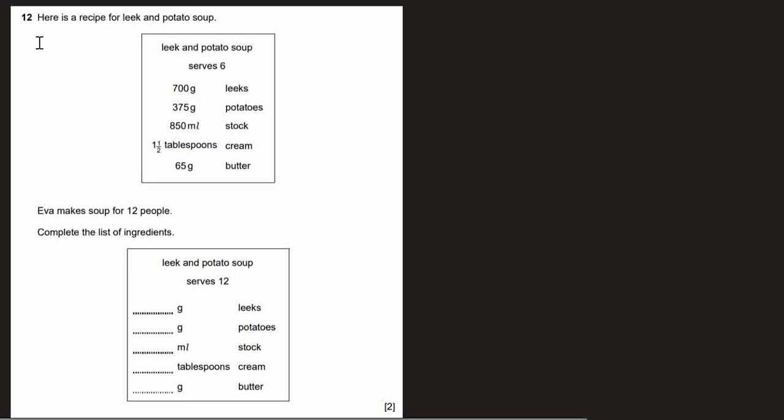Question 12. Here's a recipe for leek and potato soup. Leek and potato soup serves 6: 700 gram leeks, 375 gram potatoes, 650 milliliters stock, 1.5 tablespoons cream, 65 gram butter. Eva makes soup for 12 people. Complete the list of ingredients.